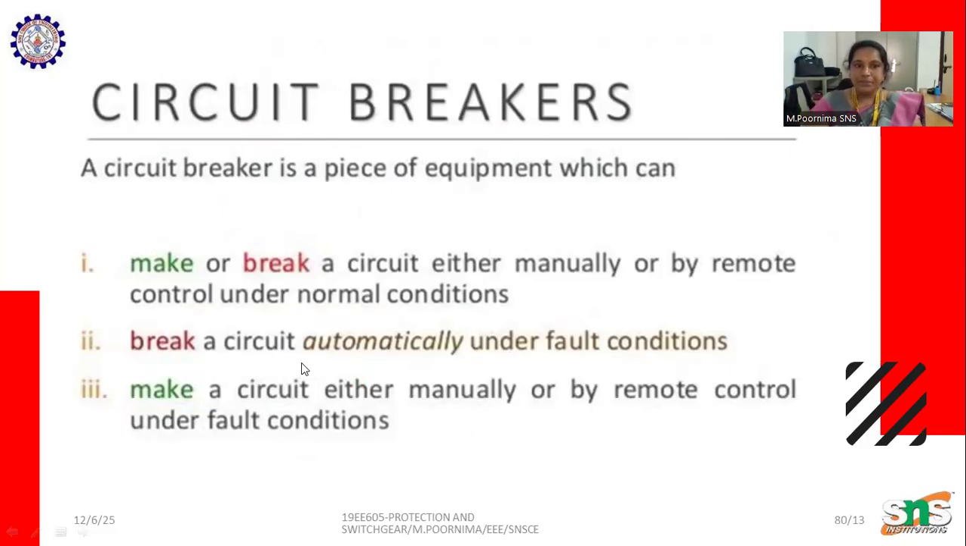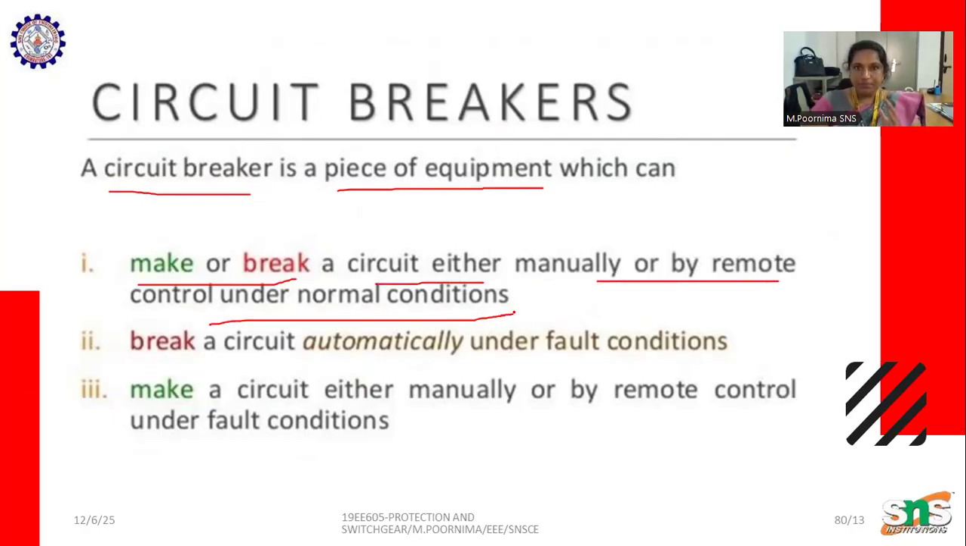First thing is the circuit breaker. So first we can see what a circuit breaker is. A circuit breaker is a piece of equipment which can make or break a circuit either manually or by remote control under normal conditions, and break the circuit automatically under fault conditions. When a fault occurs, it breaks the entire circuit. It isolates the circuit in any fault condition.